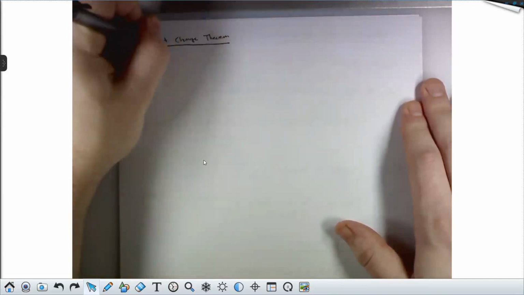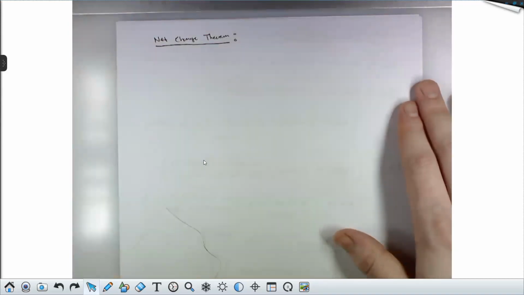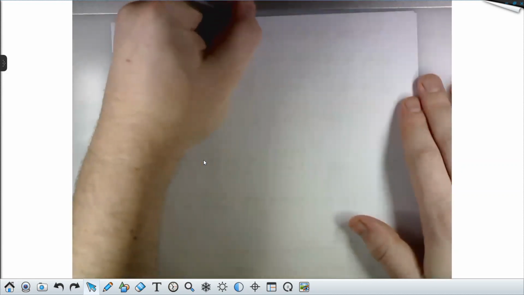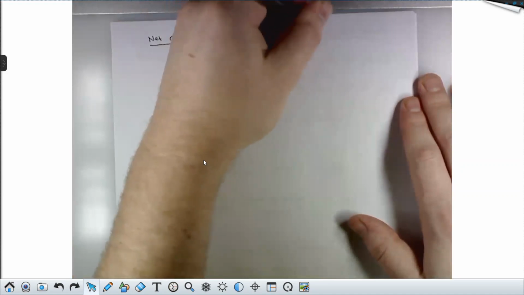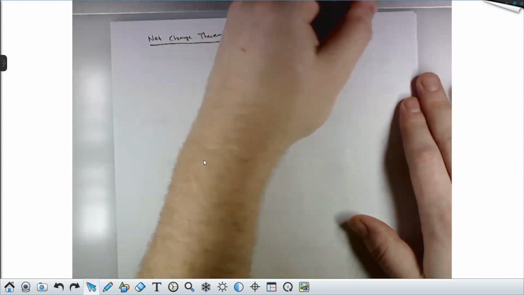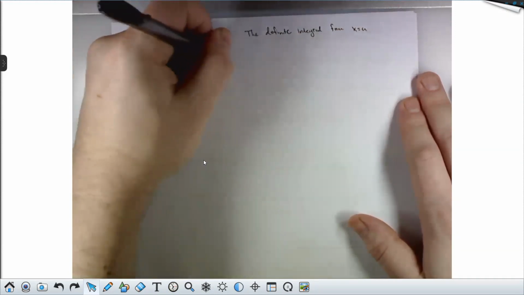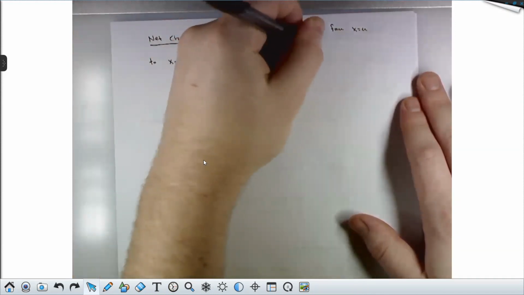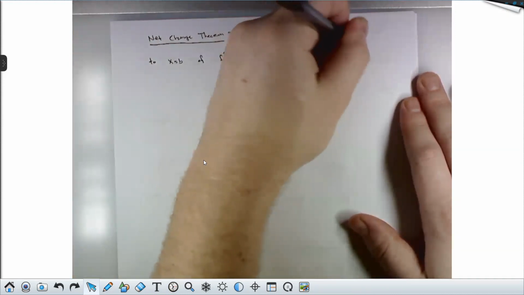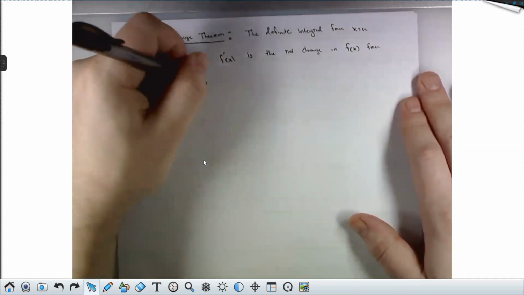It really shouldn't even be called a theorem. It's just kind of an obvious thing. But we'll write it in this notation. So the definite integral from x equals a to x equals b of f primed of x is the net change in f of x from x equals a to x equals b.